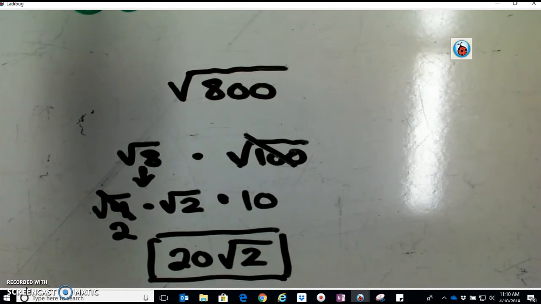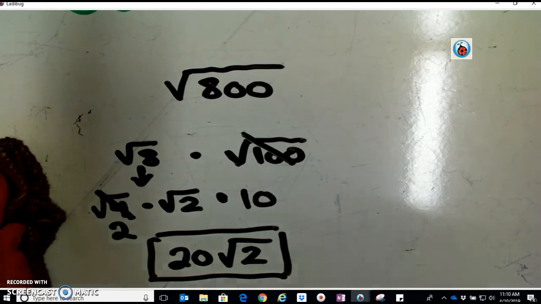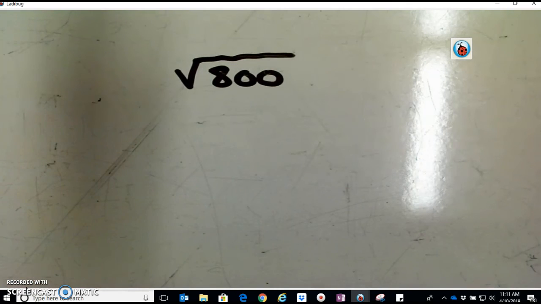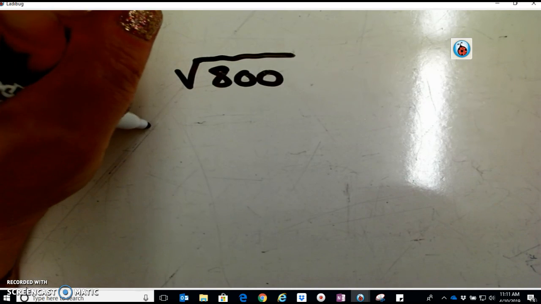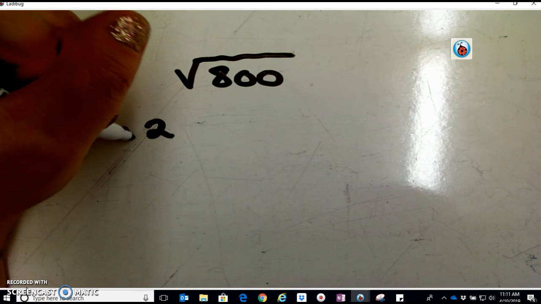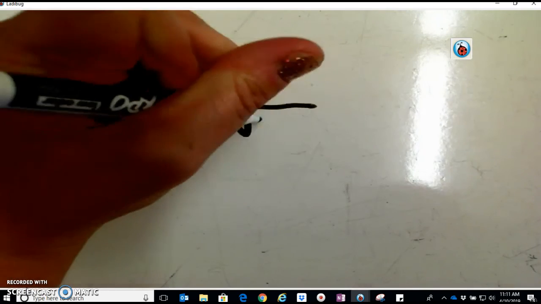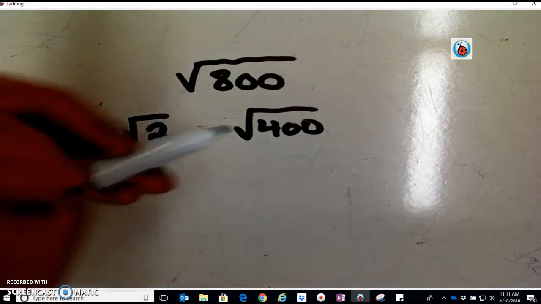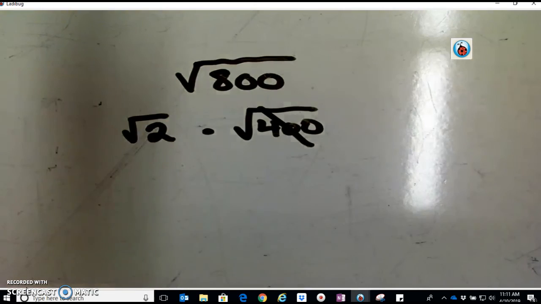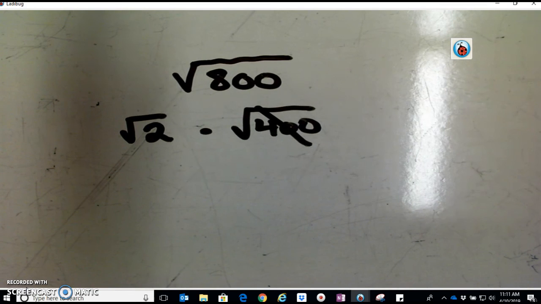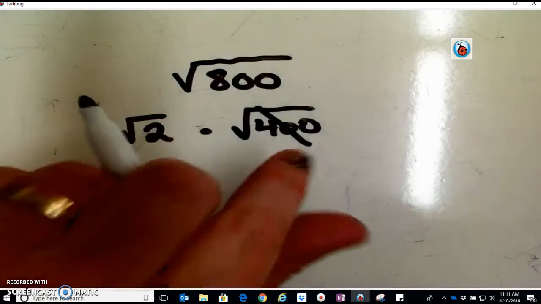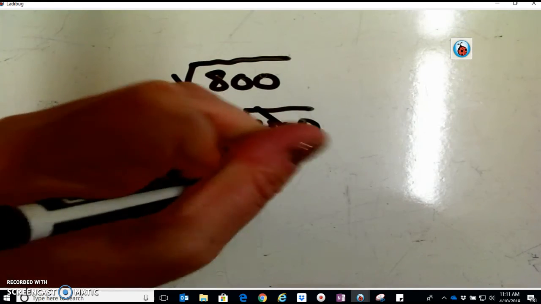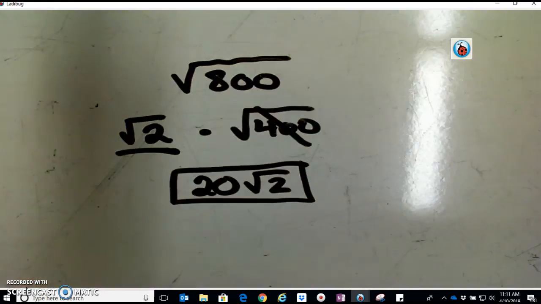Okay, and again, look at that. We had 20 radical 2. Maybe you saw it as 2 times the square root of 400. Maybe you know that 400 was your perfect square, and that would have made your life easier. So the larger the perfect square you know, the quicker you can work through the problem. So the square root of 400 is 20, and there's no other radical, so 20 radical 2.